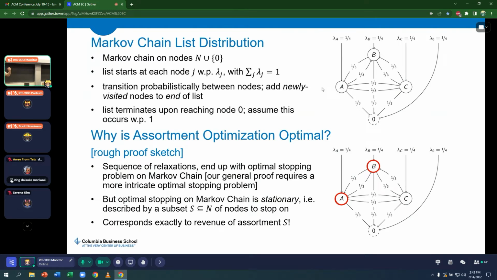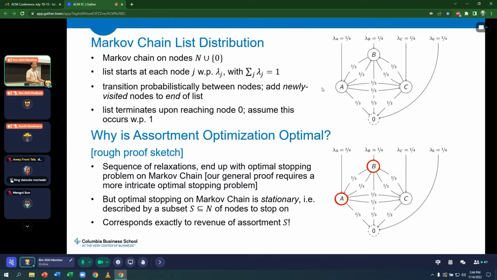Basically, it's a list distribution generated as follows. I have a Markov chain where each item appears once. I have a node for each item, and I have a probability of starting on each item. And basically, the list is generated in a memoryless fashion as follows. You start at one of the nodes according to the prescribed probabilities, and you bounce around. Every time you visit a node for the first time, you add that to the back of your list, and the list terminates when you hit a terminal state 0.